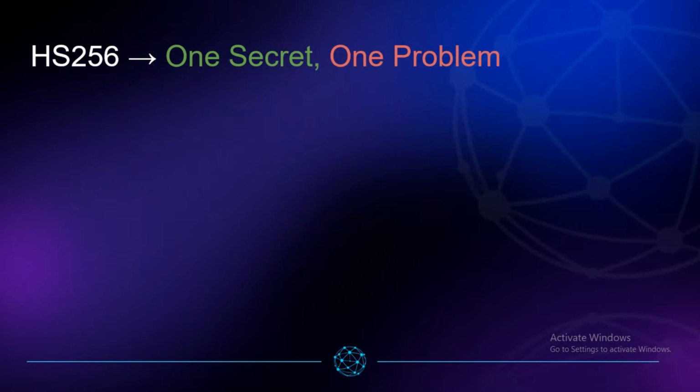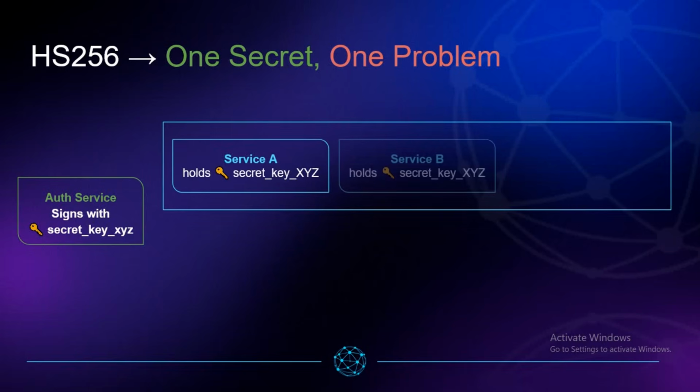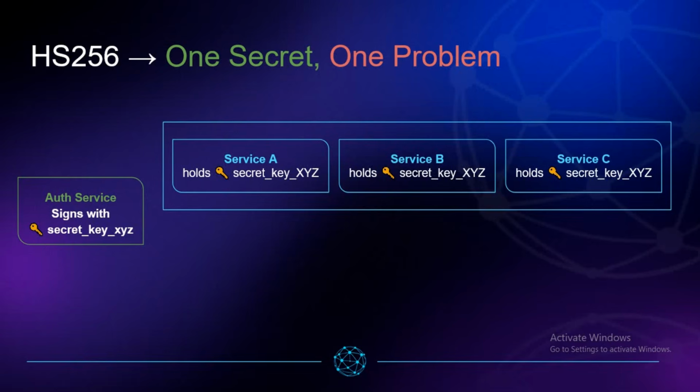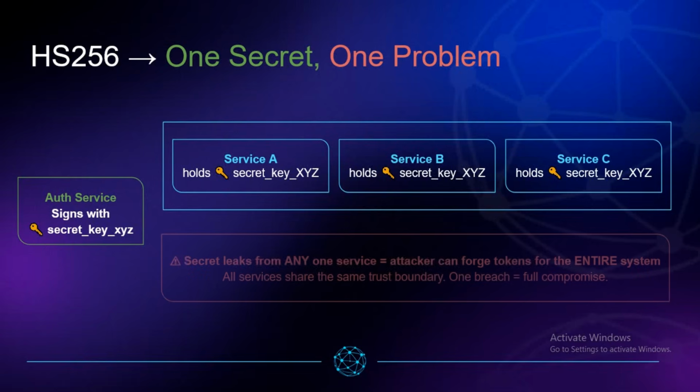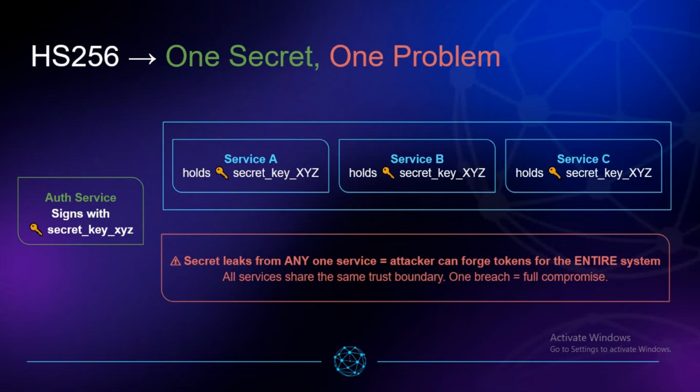Let's first talk about signing algorithms. There are 3 you will encounter, and your choice has major security implications depending on your architecture. The first one is HS256, HMAC with SHA-256. This is symmetric. One secret key signs the token, and the same secret key verifies it. Fast, simple, totally fine for a single service with no external verifiers. But here's where it breaks down. In any microservice architecture, any system where more than one service needs to verify the token, every single service that verifies must hold that secret.